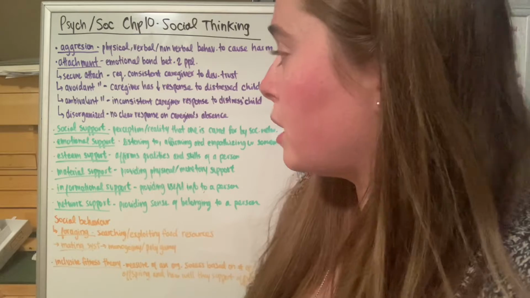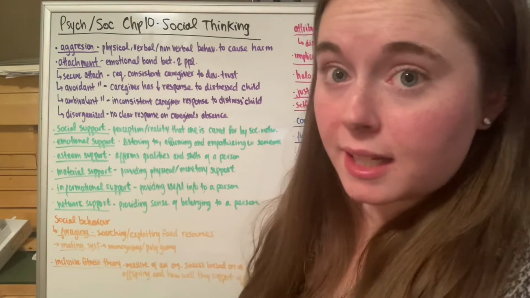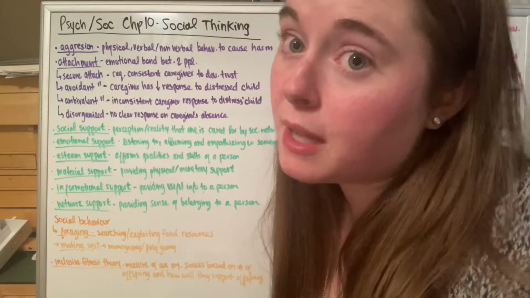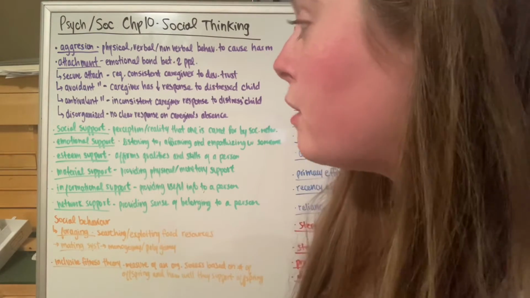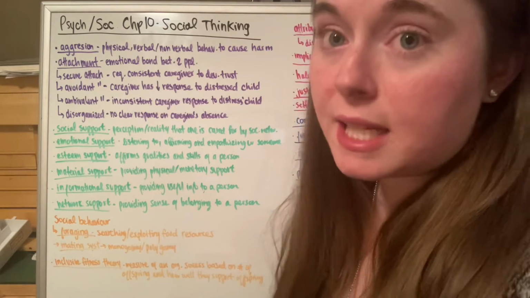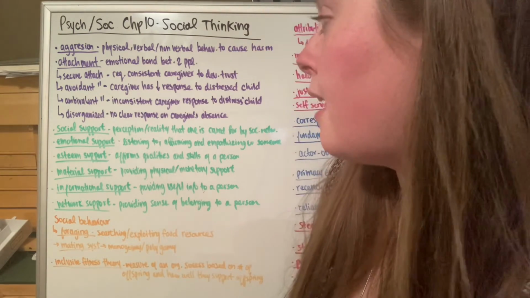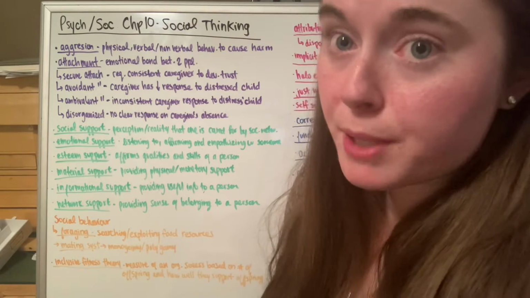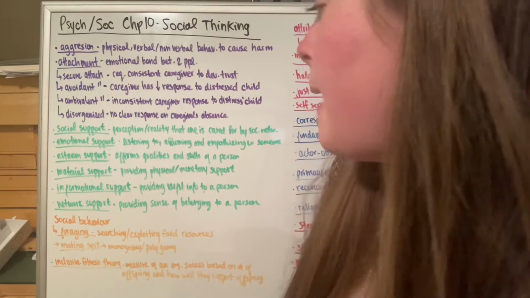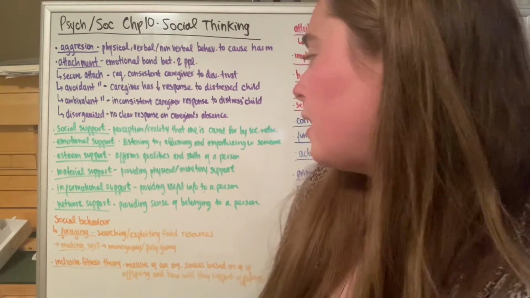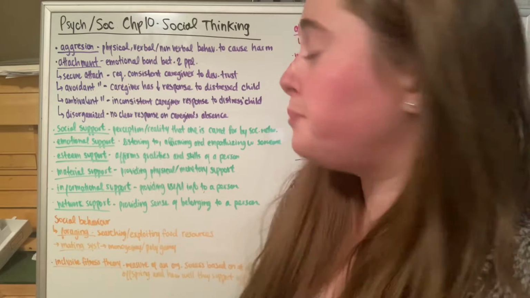So social support is the perception that one is cared for by a social network. So we have emotional support, which is listening to, affirming, or empathizing with someone. Then we have esteem support, which is affirming the qualities and the skills of a person. And then we have material support, which is providing physical or monetary support.